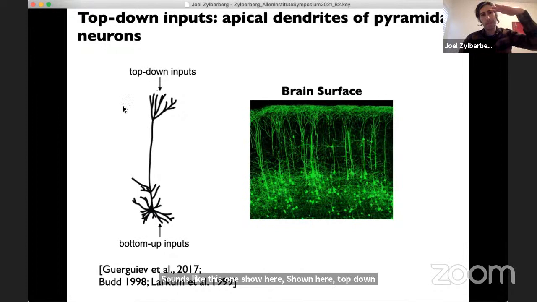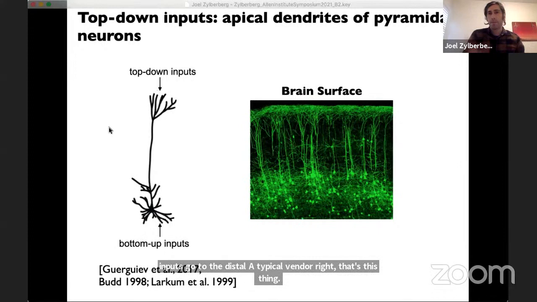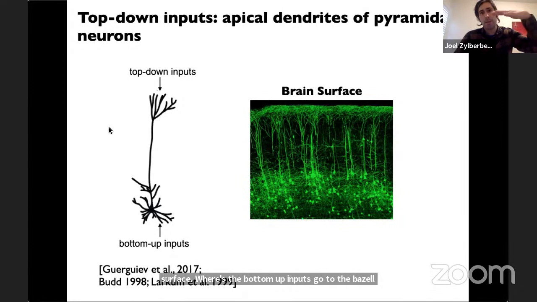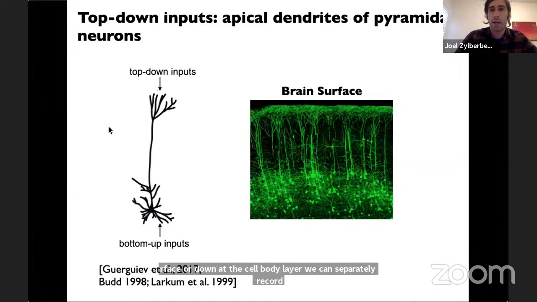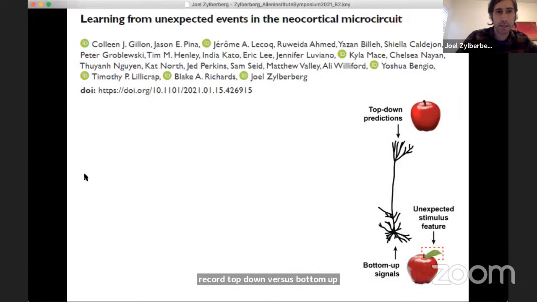That's this thing sticking up to the brain surface, whereas the bottom-up inputs go to the basal dendrites down near the cell body. And so by putting the imaging plane of the microscope either at the brain surface or down at the cell body layer, we can separately record top-down versus bottom-up driven signals in the brain. And that's what we did again in this paper.